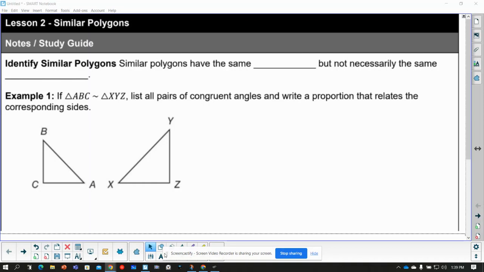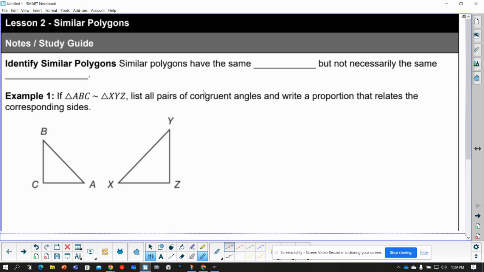Mr. Harmless here, and we're working on similar polygons. And let's start with filling in our blanks here for these answers.